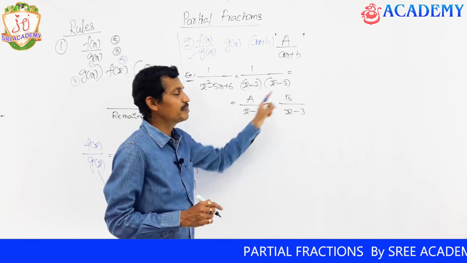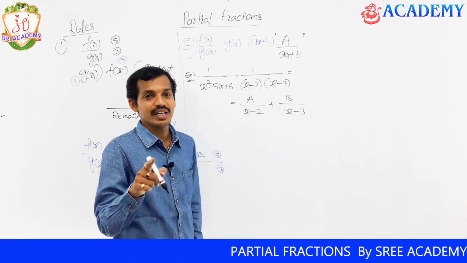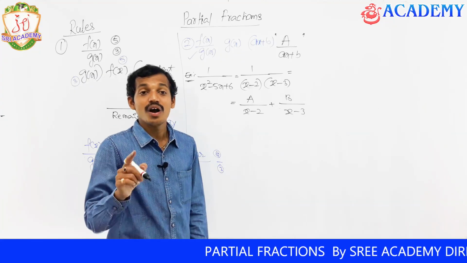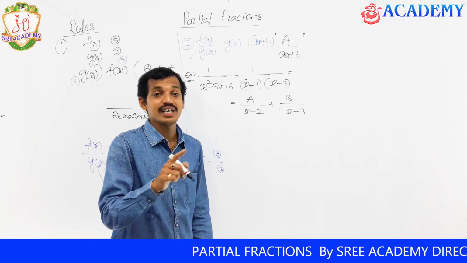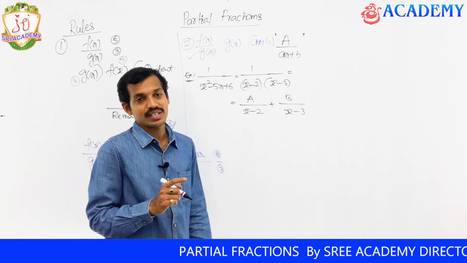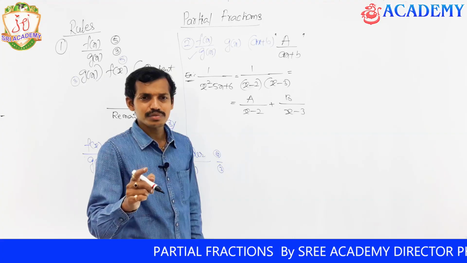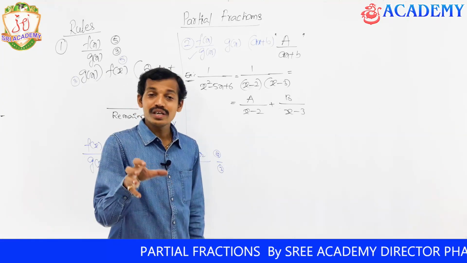A and B are unknowns. We have to determine, we have to find the values of A and B. How we are finding, we'll see. First we are learning how to write a partial fraction, then how to find A and B. Very easy, you will get it by using some shortcut. You will get it up to the end.